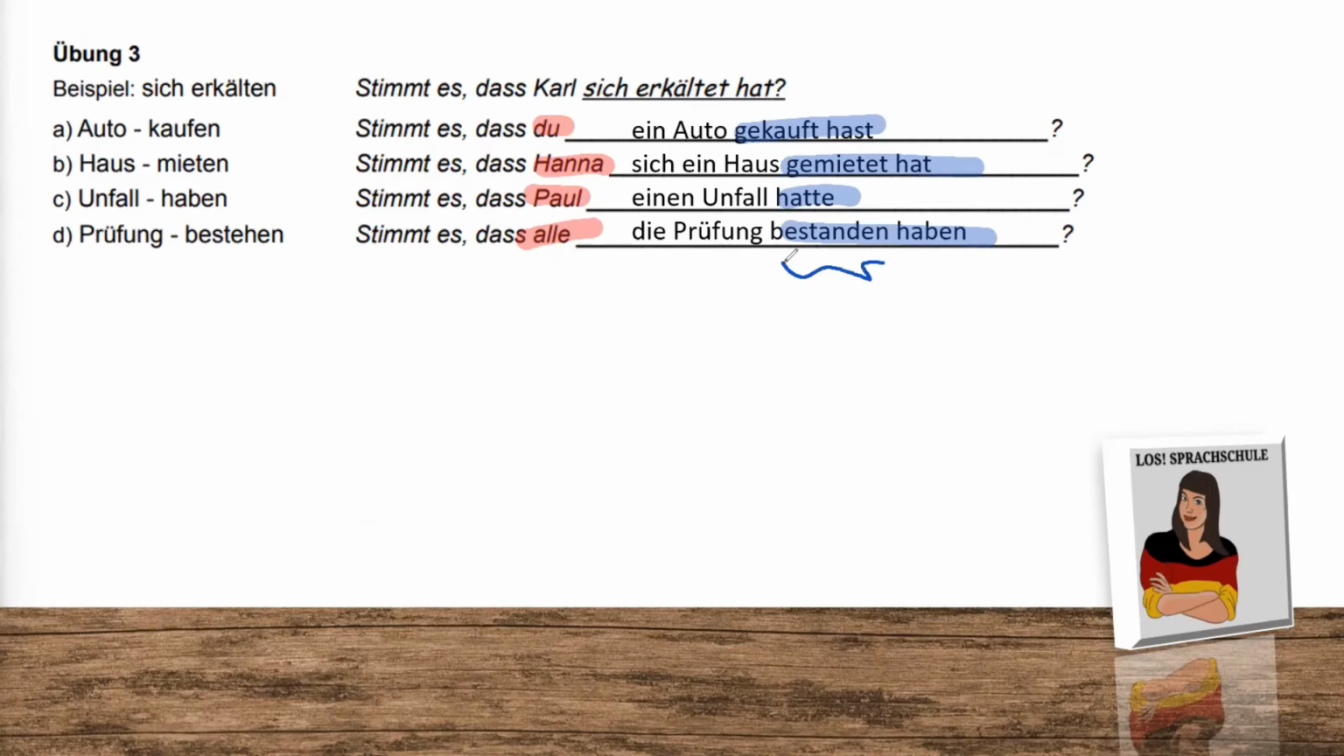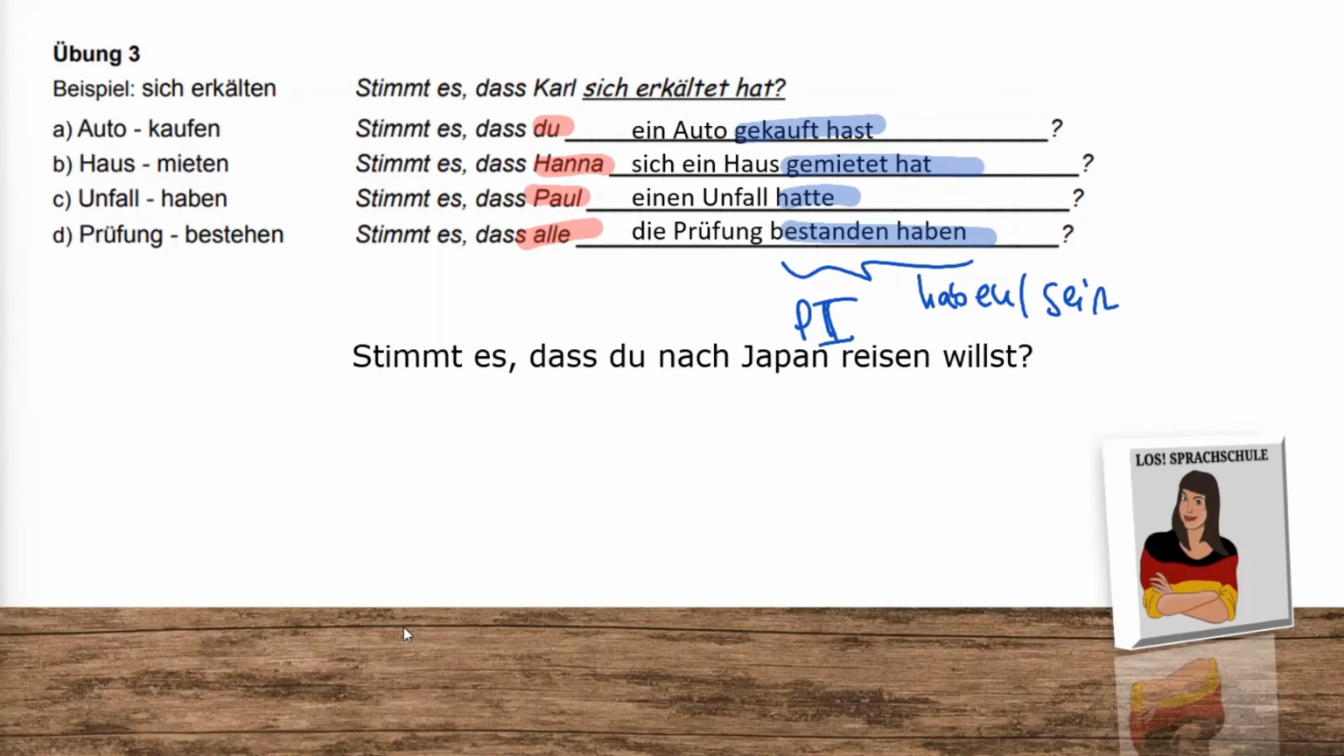Here we have perfect tense, and don't forget, first we have the Partizip 2, and then we have haben or sein. Haben, sein, depends on the verb. I give you another example for a second.